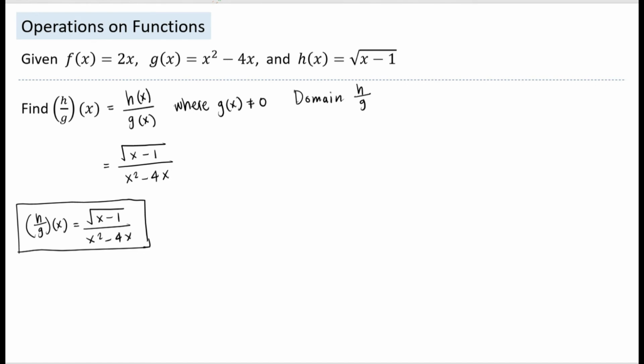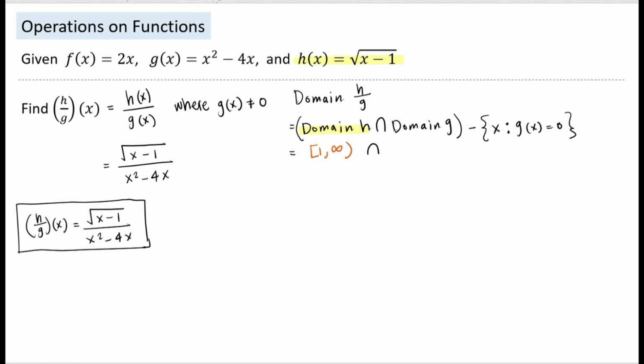The domain of h over g is the intersection of the domain of h and the domain of g, minus x values such that g of x is equal to 0. The domain of h is the closed interval from 1 to infinity, and the domain of g is from negative infinity to infinity. We need to find the set of x values such that g of x is equal to 0.